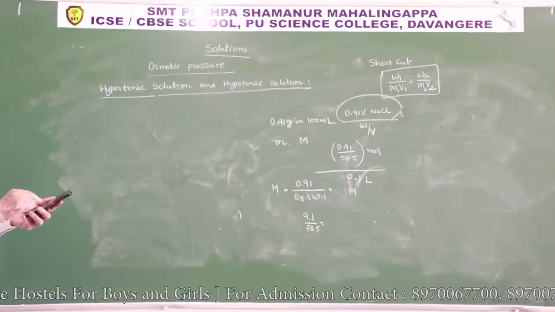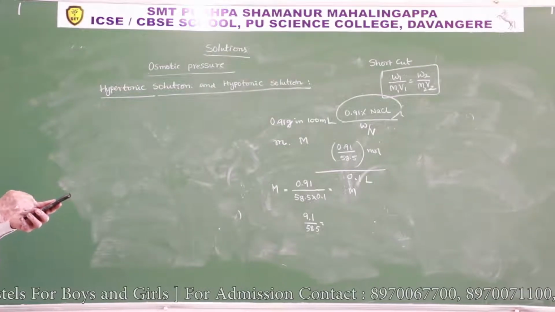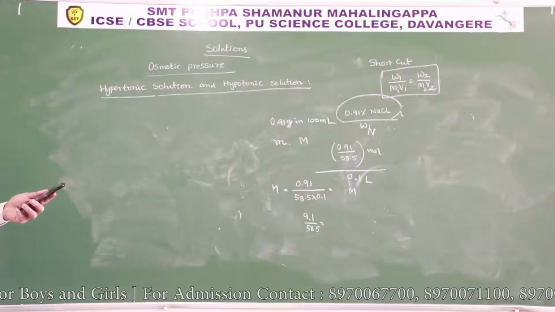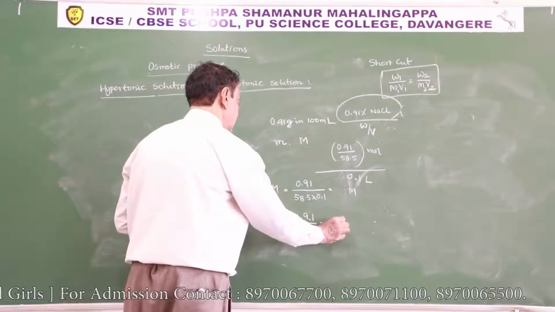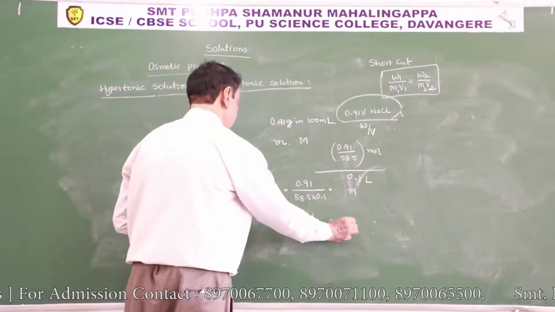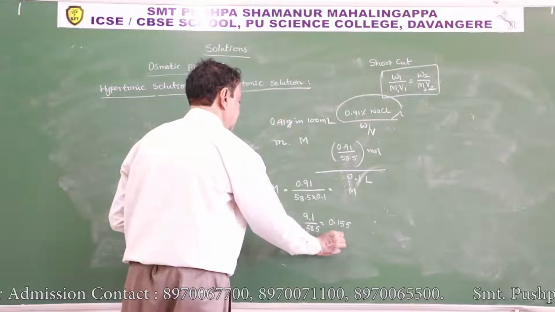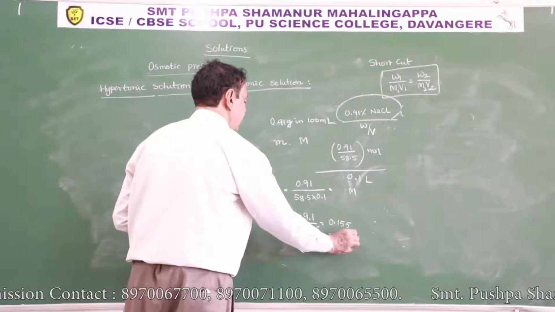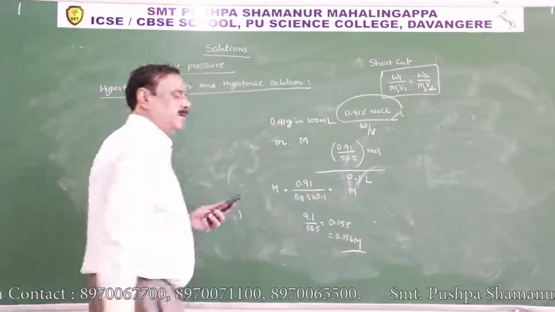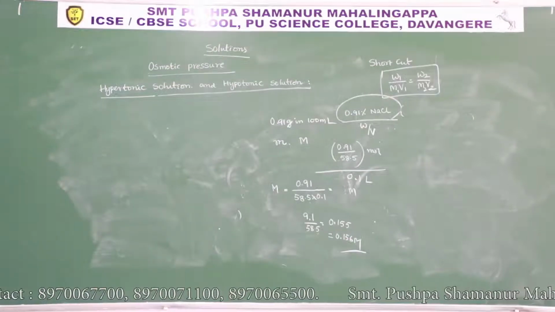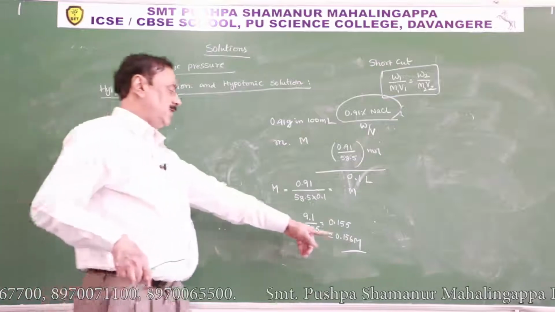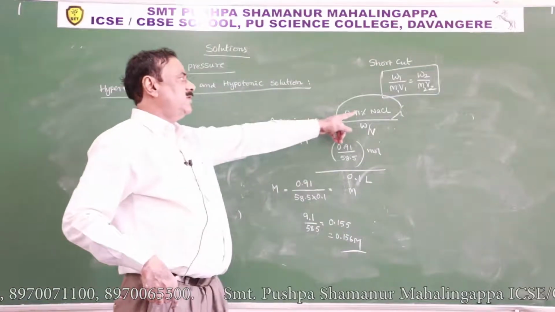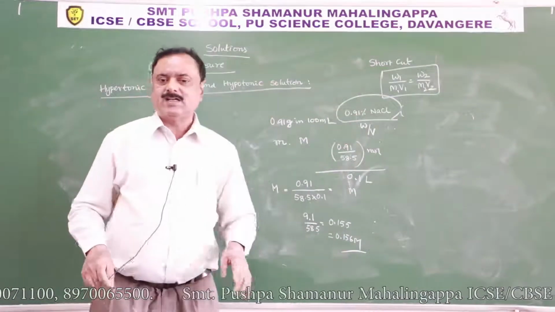9.1 divided by 58.5. That is 0.155, that is approximately 0.156 molar solution. That is, in terms of the molarity of the solution, we can calculate it. We can also calculate it in terms of weight by volume percentage.